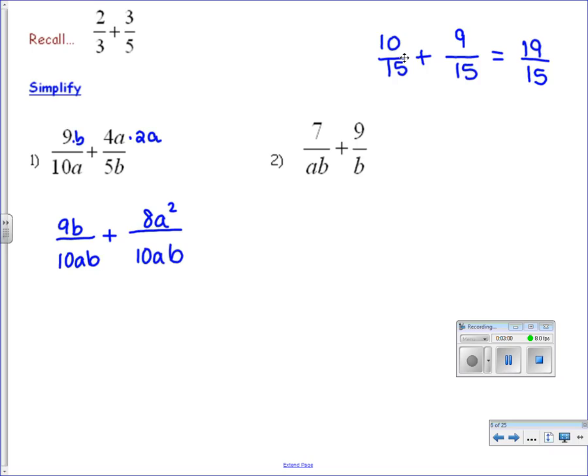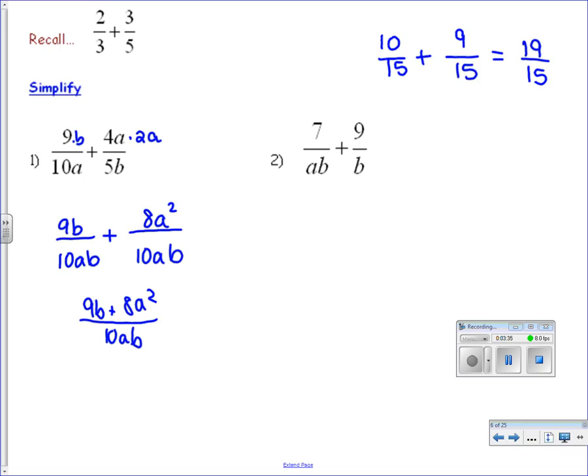So when we put those together, I can write it in alphabetical order, or I could just write 9b plus 8a squared over 10ab. And then nothing matches in the numerator, so I'm not going to go any further with that. So that's my answer. If you can factor something out, then do that, and then you can cancel. But remember, we can't just directly cancel things when there's a plus sign or a minus sign involved. And so that's the answer to that one.